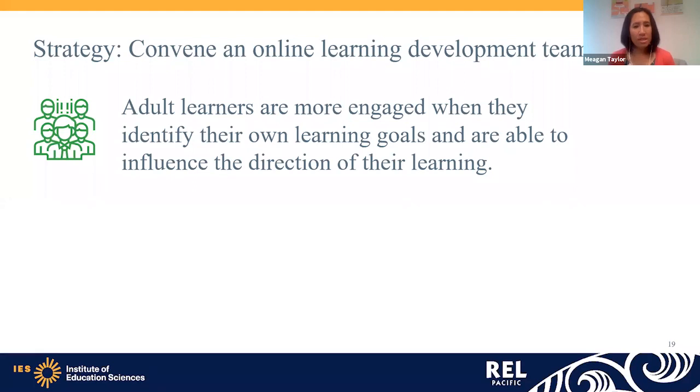But what we want to consider then is why this would be important for adult learners. And the first reason is that we know that adult learners are more engaged when they can do two things. When they can identify their own learning goals and when they're able to influence the direction of their learning. When you can create a team that's able to focus on those things, you're going to have a better result.